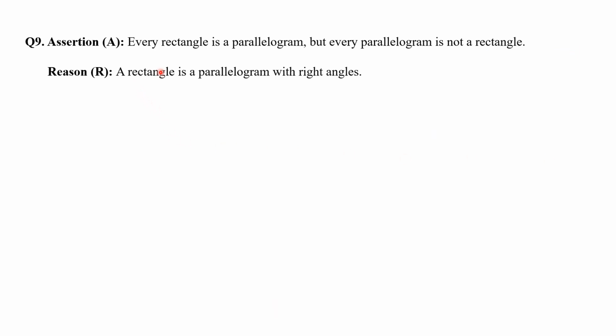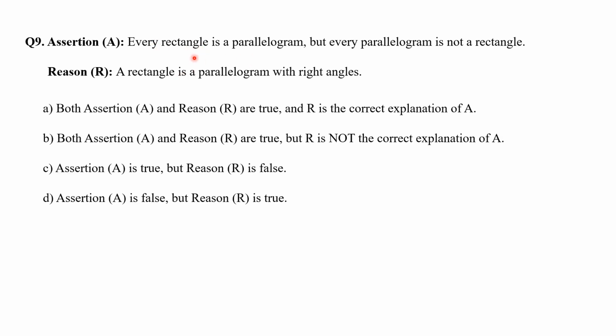Now question number 9. Every rectangle is a parallelogram, but every parallelogram is not a rectangle. Now try to understand this. It says that every rectangle is a parallelogram. It means rectangle is having all the properties of a parallelogram. So yes, it is true. Rectangle is having all the properties, right? Opposite sides are parallel and equal. Opposite angles equal. Diagonals bisect each other. All properties are there in a rectangle.